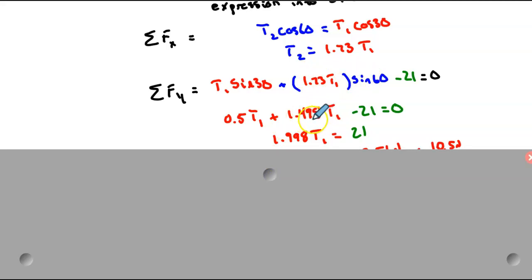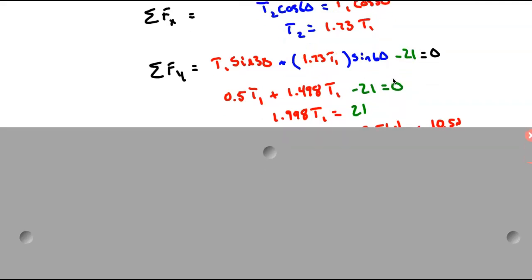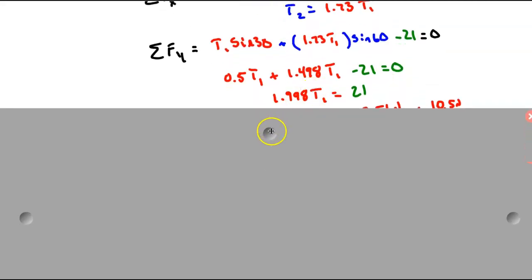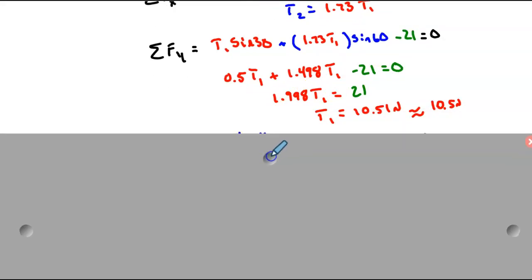I'm just going to leave it with this many decimals right now. Sine 30 is 0.5, and I'm substituting in my 21 for my weight. So now you can see all we have to solve for is T1. Okay? So I add these together, and I'm just keeping lots of decimals for now. So I get the 1.998 T1 equals 21, and when I divide through, that's 10.51 newtons, or to 3 digits, 10.5 newtons.